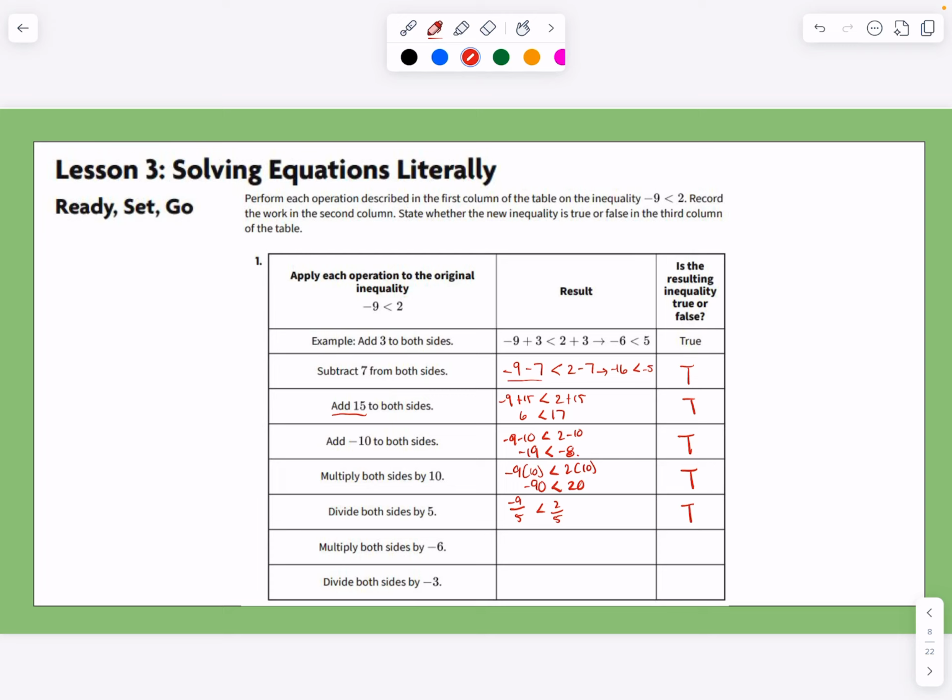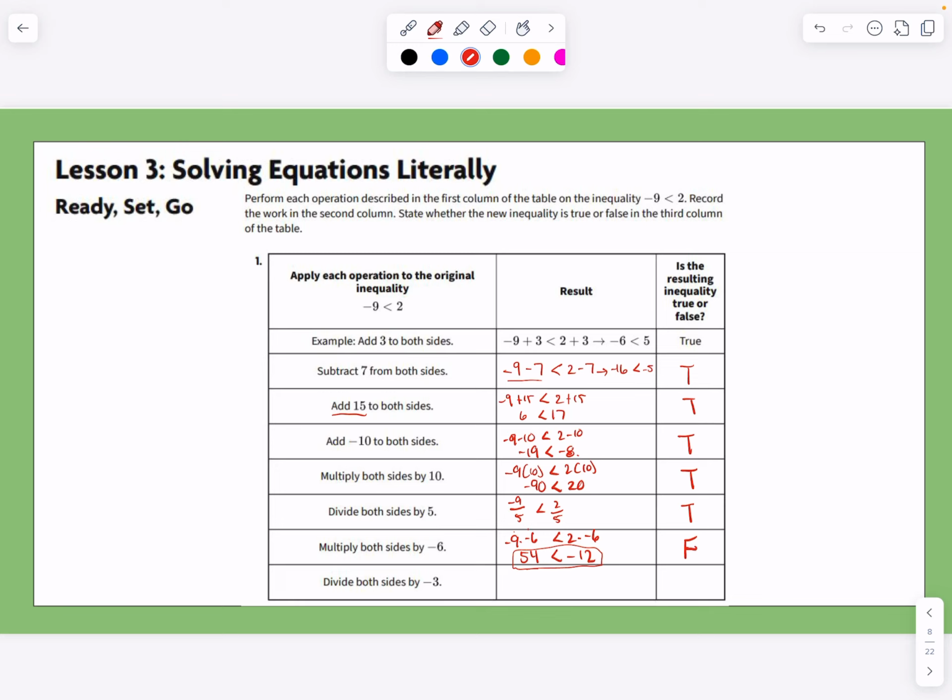Let's multiply by negative 6. All right, sure. Negative 9 times negative 6 less than 2 times negative 6. All right, so negative 9 times negative 6 is going to be a positive 54. And 2 times negative 6 is negative 12. Oh, I think we have a problem here, don't we? 54 is not less than negative 12. So that is not going to be true. That's a false statement right there, right?